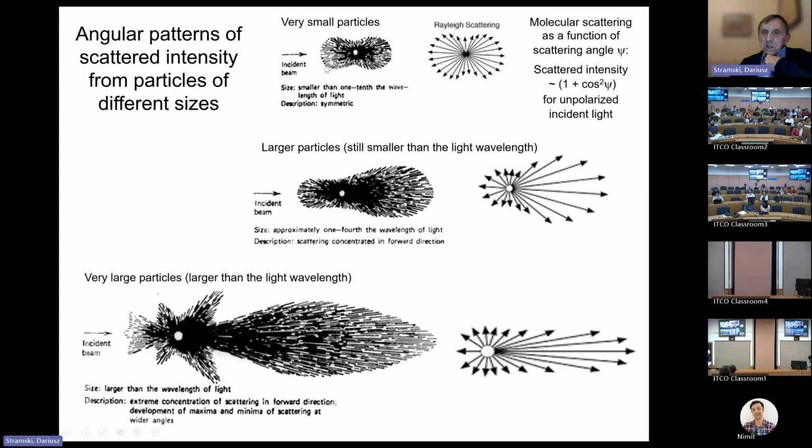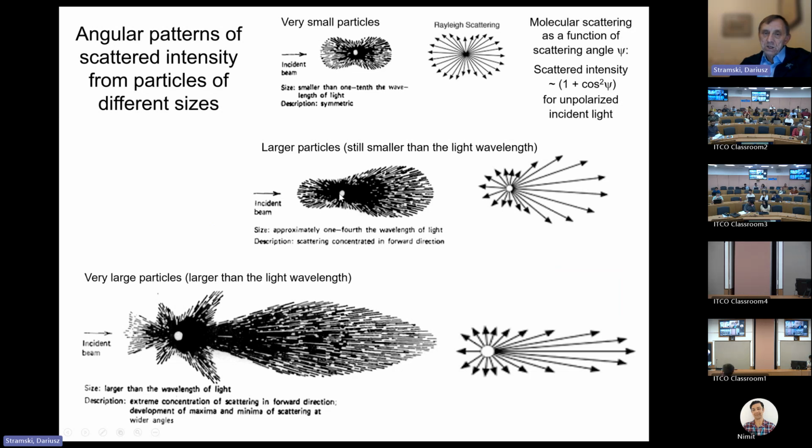When we have an incident unpolarized beam of light, it is scattered in different directions symmetrically, with the same amount of light in forward directions and the same amount in backward directions, and less light at 90 degrees. And this angular dependence is shown through this cosine squared of the angle of scattering.